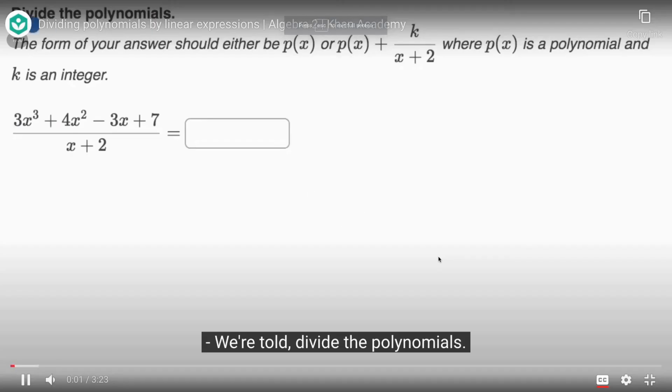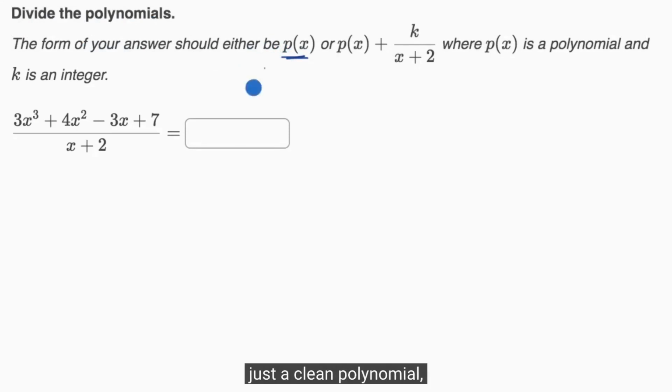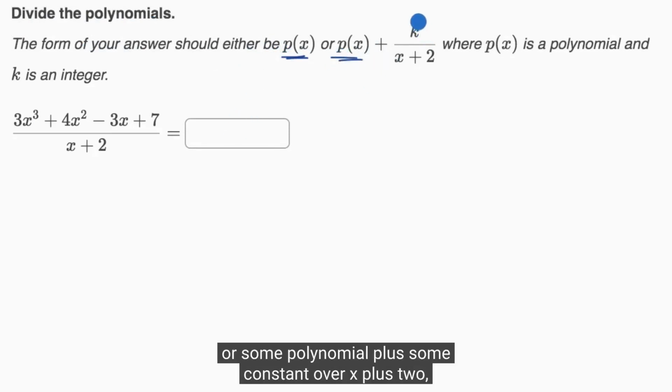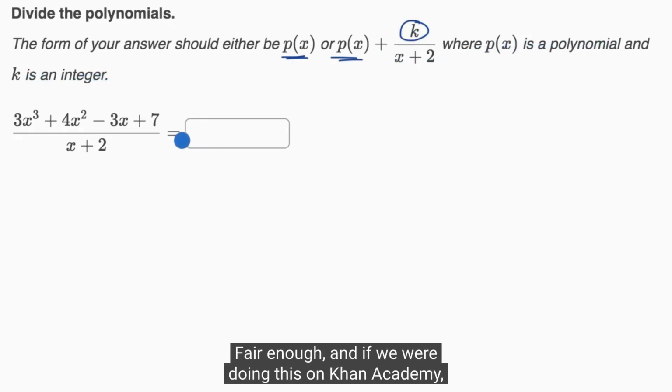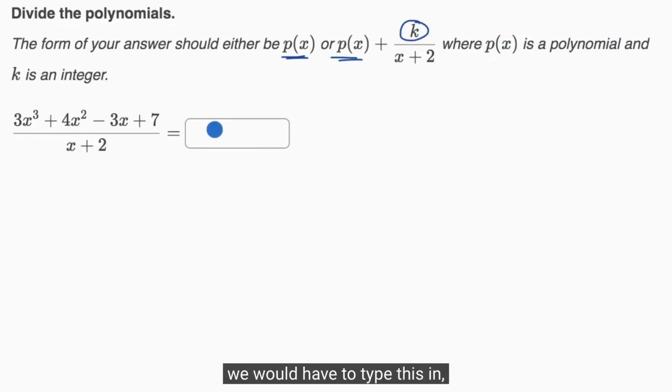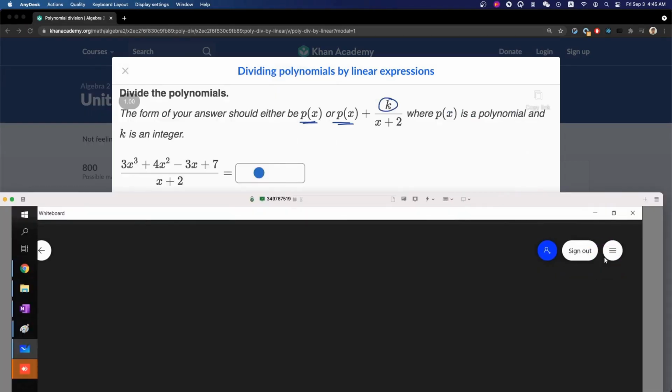We're told to divide the polynomials. The form of your answer should either be just a clean polynomial or some polynomial plus some constant over x plus 2, where p of x is a polynomial and k is an integer. Fair enough. And if we were doing this on Khan Academy, this is a screenshot from Khan Academy, we would have to type this in, but we're just going to do it by hand. And fine. So let me do it by myself first.